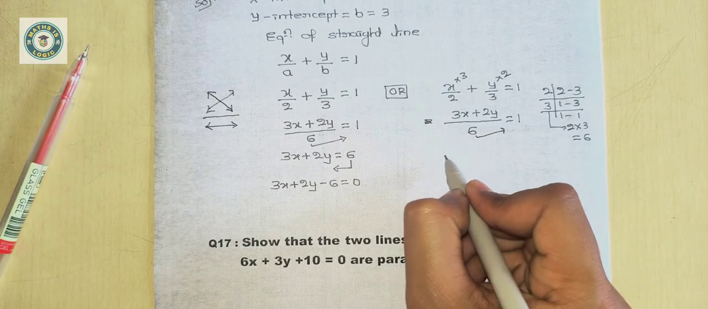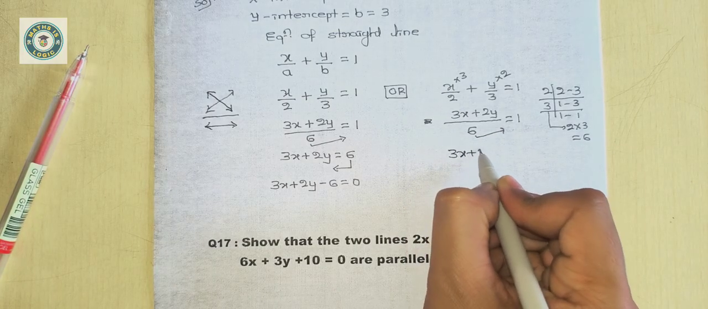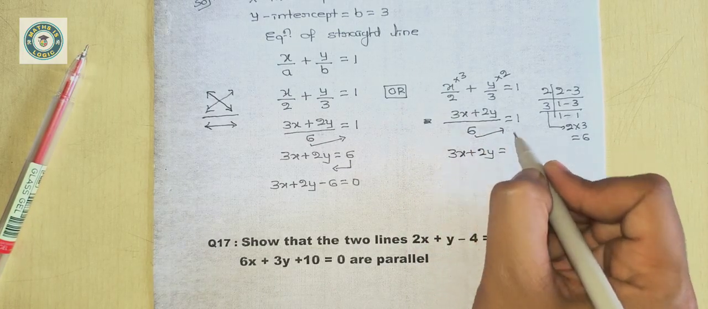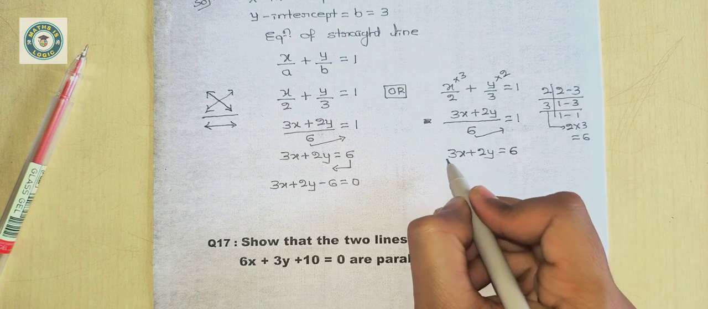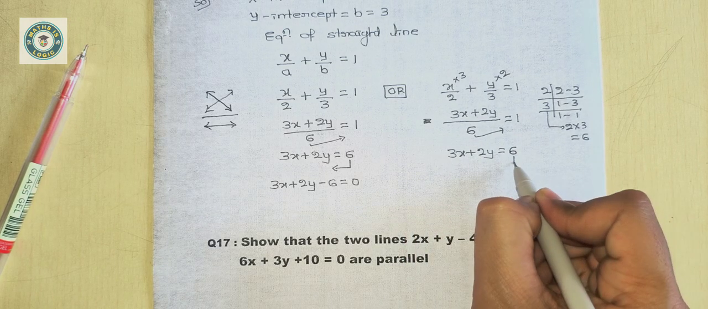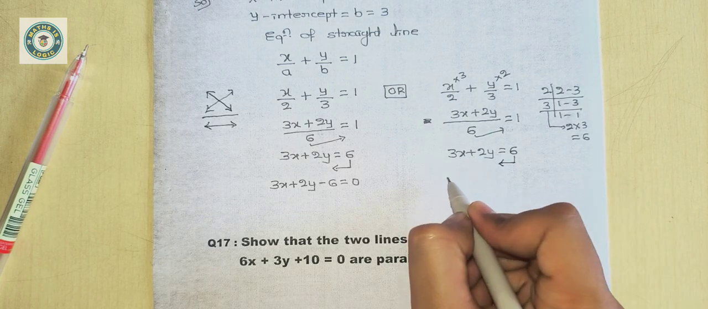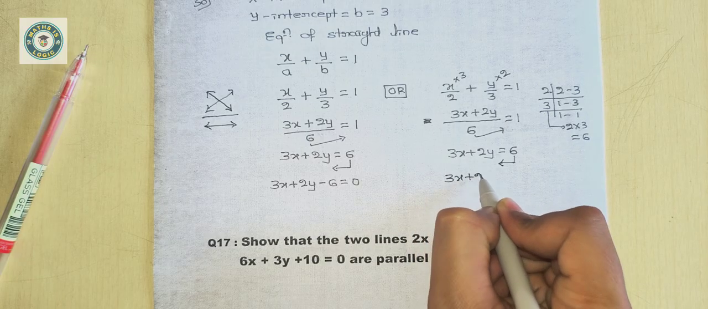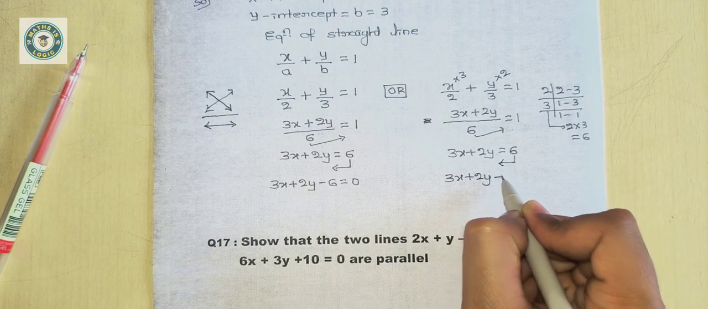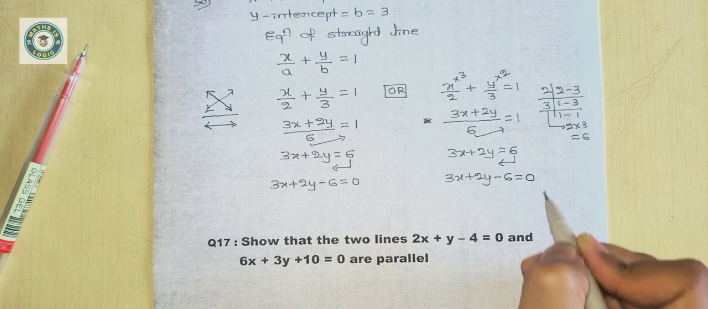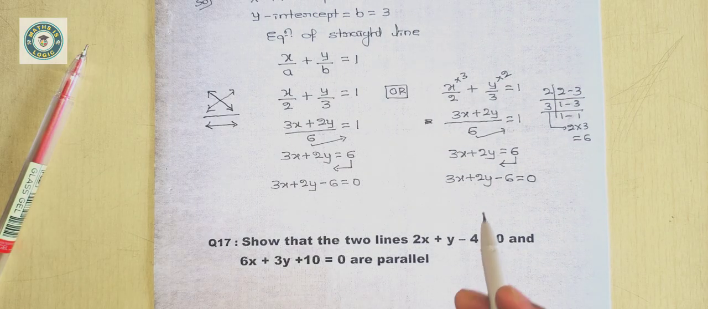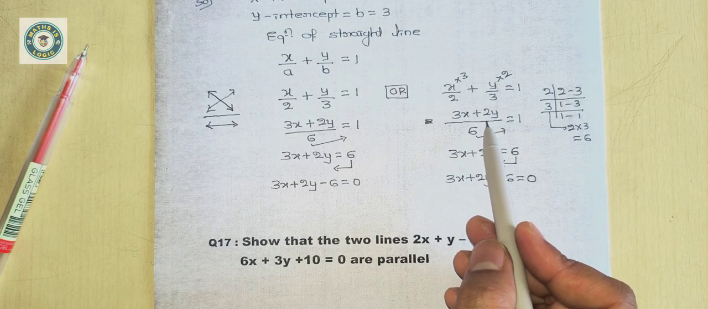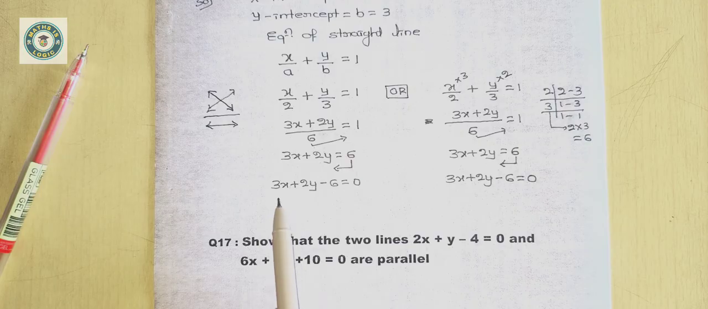Next do the cross multiplication. 3x plus 2y is equals to 6 into 1 is what here? 6. X contains positive sign, therefore shift this plus 6 to left hand side. Therefore 3x plus 2y plus 6 becomes what here? Minus 6 is equals to 0. Therefore either you can use LCM method, otherwise you can use shortcut method. So this is the final answer.